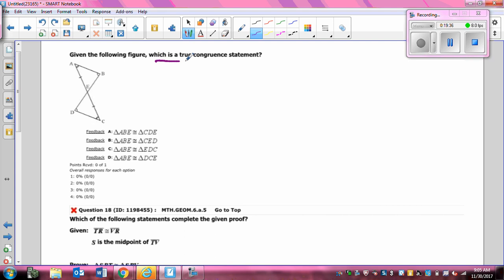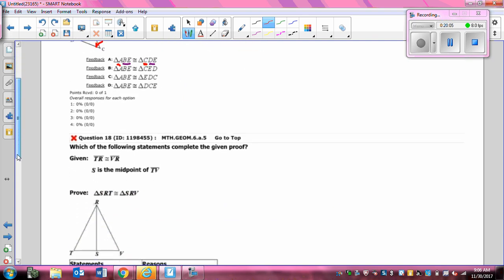Which is a true congruent statement? So just remember that the order matters. It looks like D and B both should be in the same spot because they have one congruency mark. So D and B should both be in the same spot. They're both in the middle. That's perfect. And A is congruent to C, so A and C should both be in the same spot. I guess that's it. Ta-da!